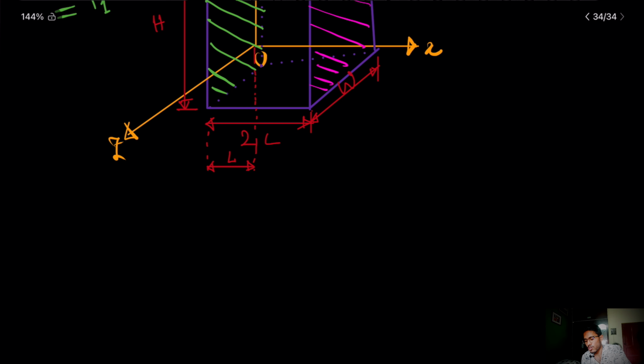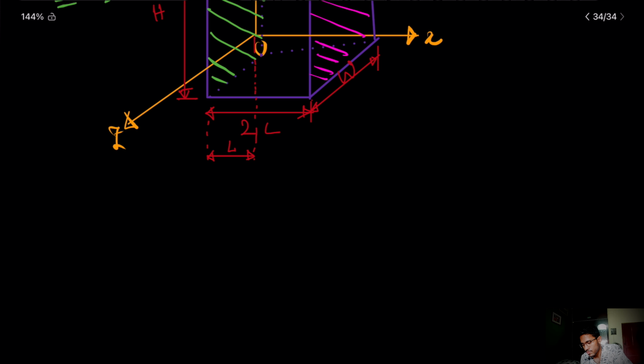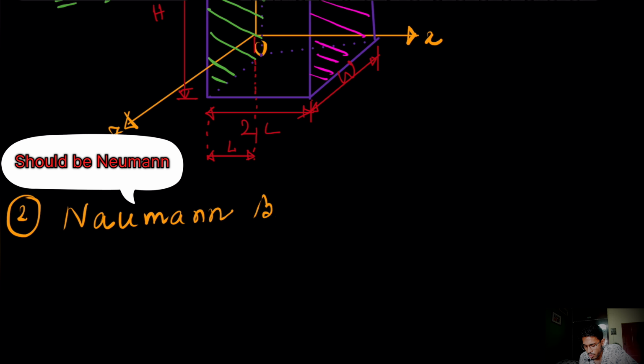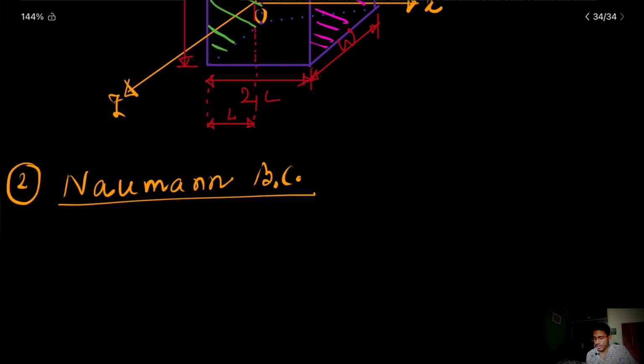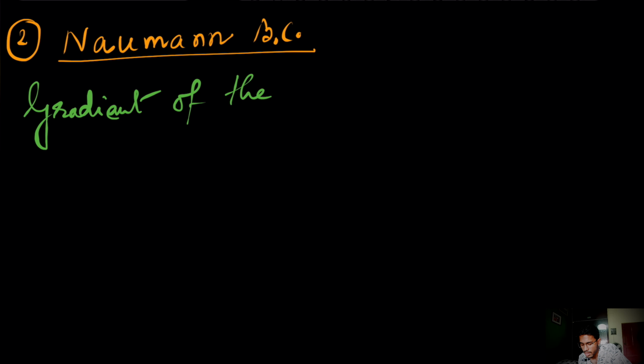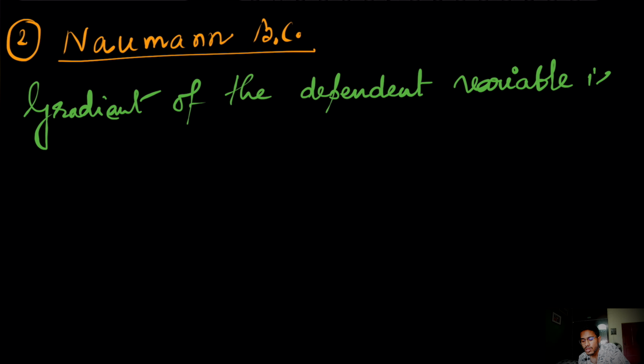Now the next boundary condition is Neumann. Just check the spelling of Neumann. Okay, I hope it is right. So Neumann boundary condition, and that is the gradient of the dependent variable is given. Clear? That is the Neumann boundary condition.